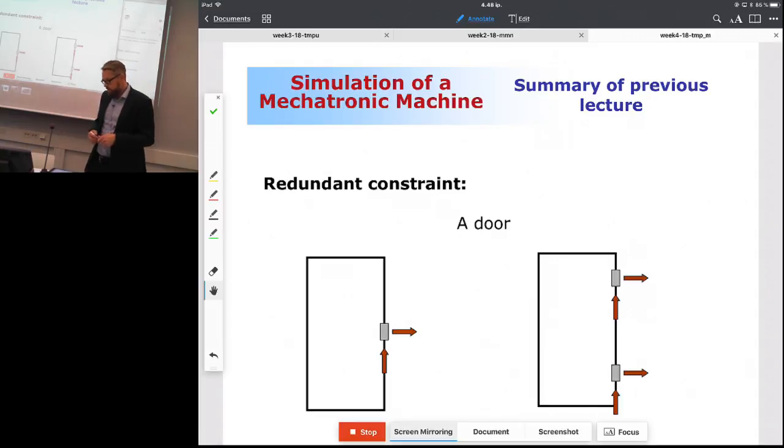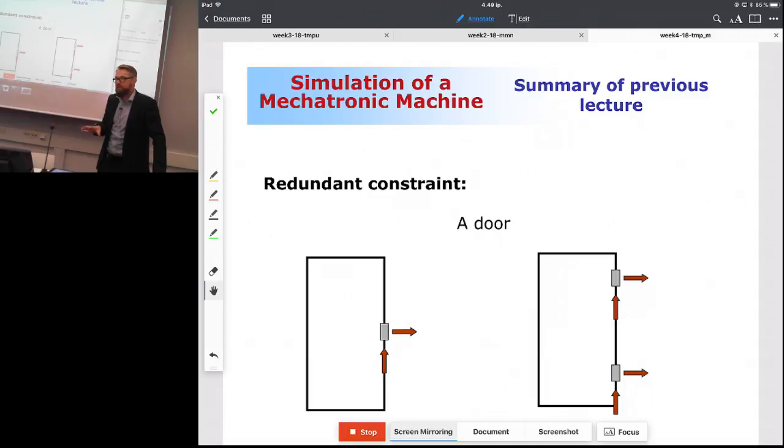A redundant constraint is not a good modeling policy, and you should try to avoid that as much as you can. And you can easily end up having redundant constraints and a redundant multi-body system in 3D. And that's simply because of the nature of 3D.